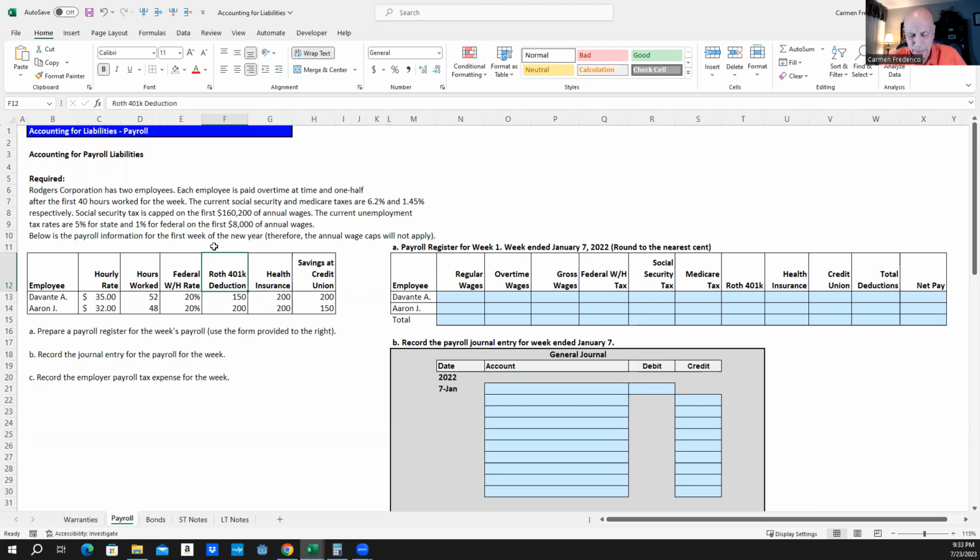So let's talk about unemployment taxes. Unemployment taxes are paid by the employer, so the employer has to account for that. They're not going to deduct it from your pay. You don't ever see unemployment taxes taken out of your check. That is just the cost of the employer.